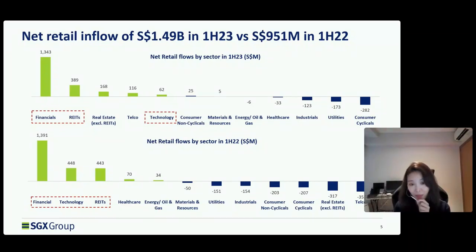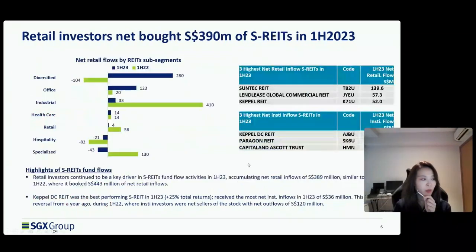Another one to look at, of course, three sectors over here. REITs is another one. Really mature market. REITs, retail has not been buying REITs this year and also the first half of last year, if you look at the comparative same period. So I think the next slide I have is a little bit more on the REITs segment, right? So like I said, REITs this year, retail investors have been net buying.